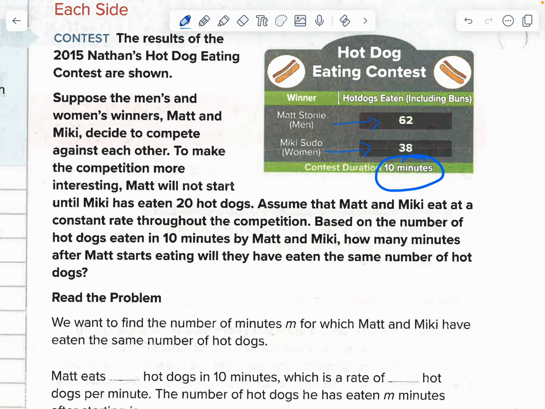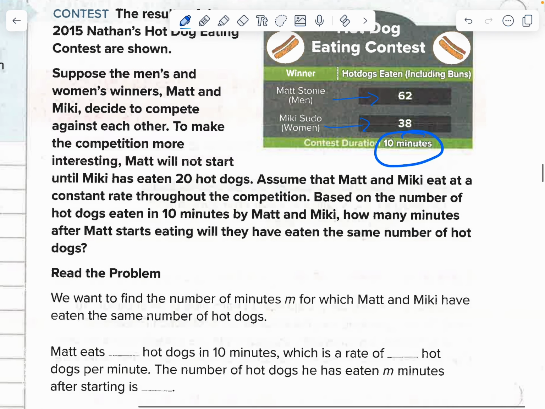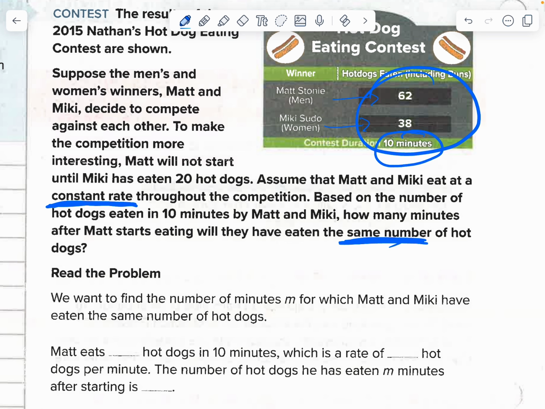So it says, suppose the men and women's winners, Matt and Mickey, decide to compete against each other. To make the competition more interesting, Matt will not start until Mickey has eaten 20 hot dogs. Assume that Matt and Mickey eat at a constant rate. Constant rate, guys, remember? That means it doesn't change throughout the competition. Based on the number of hot dogs eaten in 10 minutes, so based on this information right here, how many minutes after Matt starts eating will they have eaten the same number of hot dogs? Okay, so same number means that they're equal to each other.